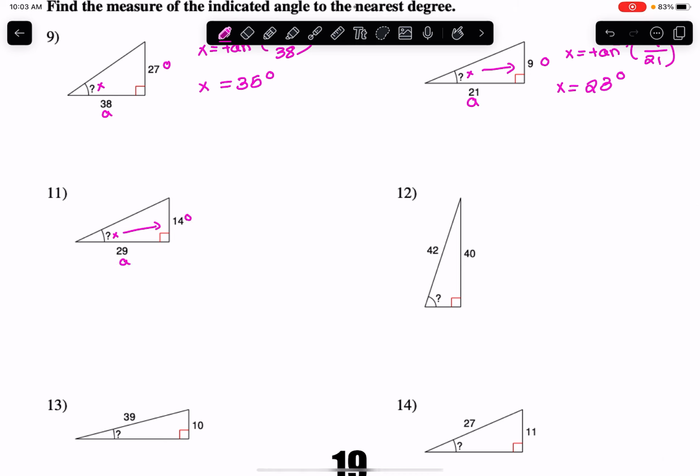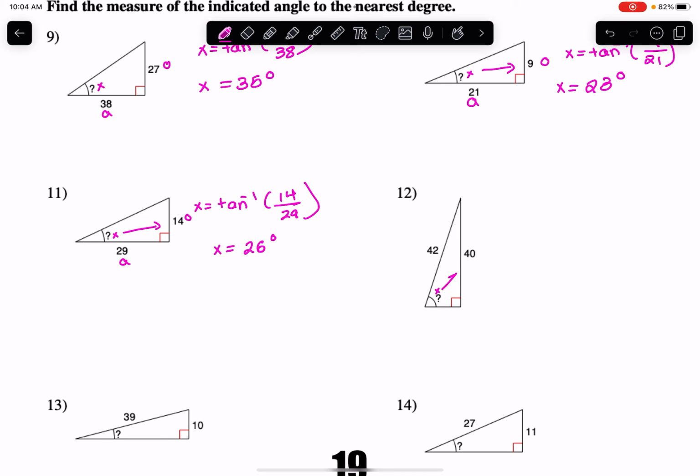Marking up my diagram, again I have opposite and adjacent, so x is equal to the inverse tangent of 14 over 29. So in your calculator, second tangent, 14 divided by 29. X is going to be equal to 26 degrees because we have to round up.